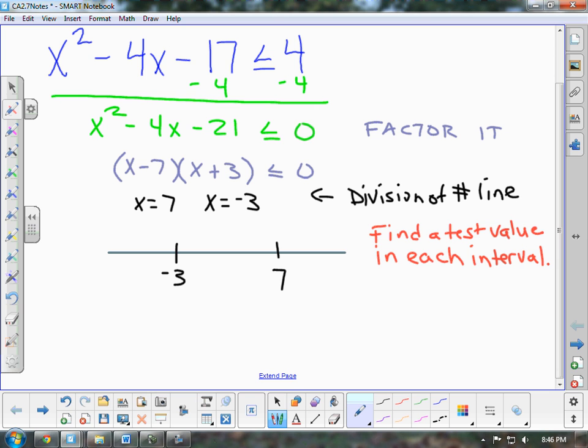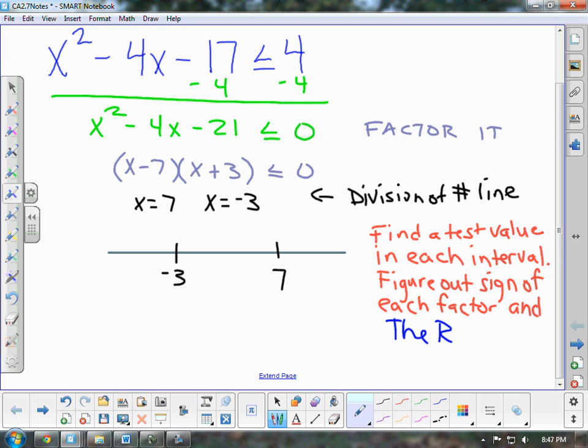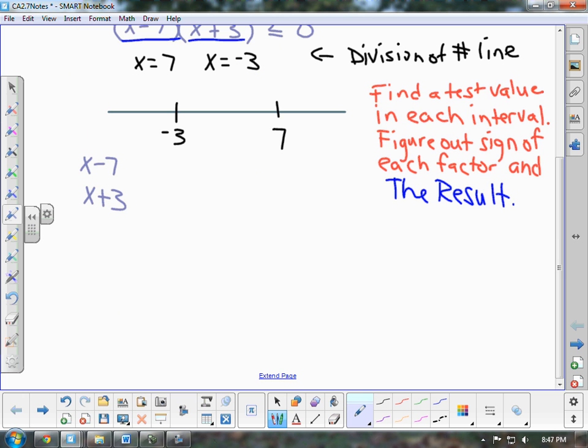And when you use that test value, you have to figure out the sign of each factor and the result. So what that means is, first off, you have these two factors, x minus 7 and x plus 3. We're going to write those down here off to the side, x minus 7, x plus 3. And then you're going to have a result.